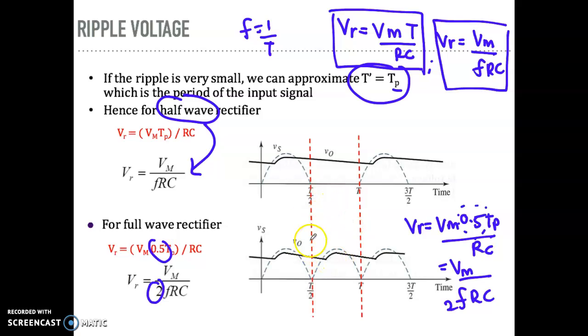Why 0.5? Because at your full wave, everything will be converted to one polarity, right? So it becomes plus, plus, and plus. So your ripple voltage towards the lowest value will be less. This is your T prime and this is your T prime. So your T prime at full wave is half of your T prime at half wave. So that's why you have 2 there.